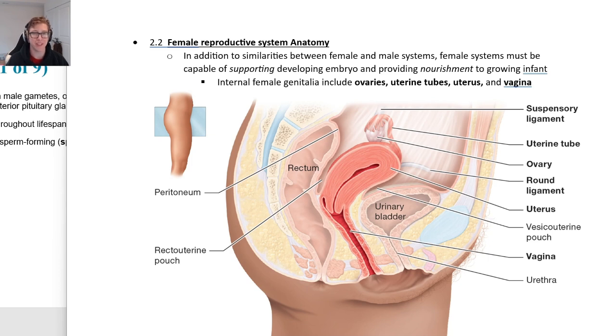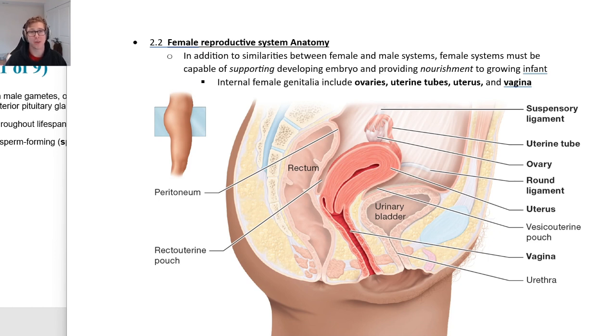And the main reason for this is not only does the female system have to do what the male system does in terms of producing gametes, introducing those gametes during sexual reproduction, and creating that zygote, the female system also has to support the developing embryo, provide nourishment for the growing infant, both in terms of the embryo for the 9 months as it is carried in the uterus, and then later provide nourishment in the form of breast milk. Because of this, the female system has a lot more moving pieces.